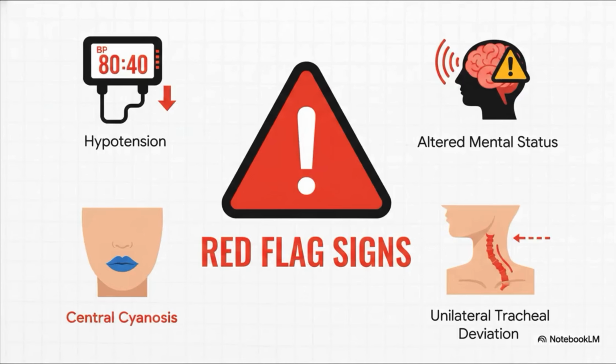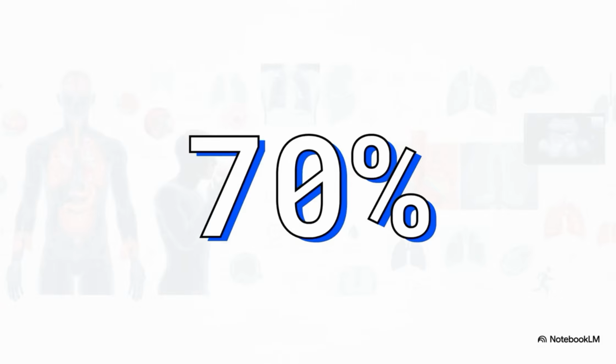But listen, before you even ask about their daily walking habits, you must immediately look for these red flags. If you see hypotension, an altered mental status, hypoxemia, stridor, central cyanosis, absent breath sounds, or unilateral tracheal deviation, which, by the way, screams tension pneumothorax, you stop taking the history. Stop right there. These signs require emergency intervention immediately before you proceed with any further diagnostic puzzle solving. But here's the real problem.